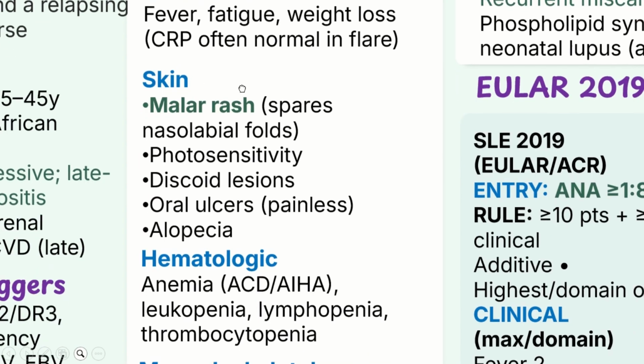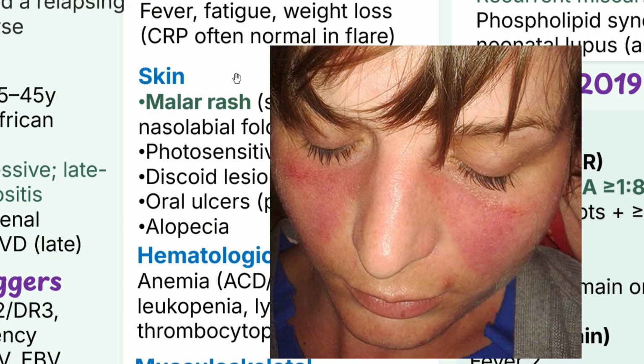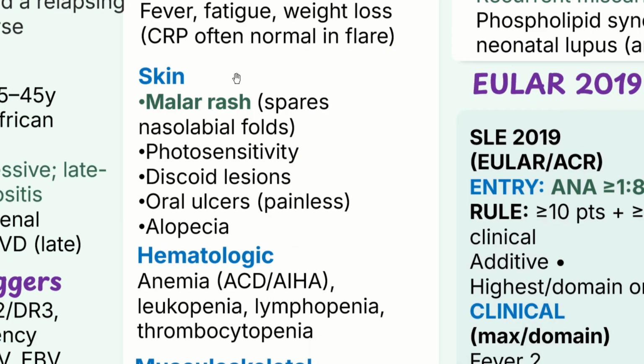Then we have the skin. Most of the time, the most pathognomonic sign seen is the malar rash that is going to spare the nasolabial folds. And this is important to differentiate it from dermatomyositis, where we have the rash covering even the nasolabial folds.